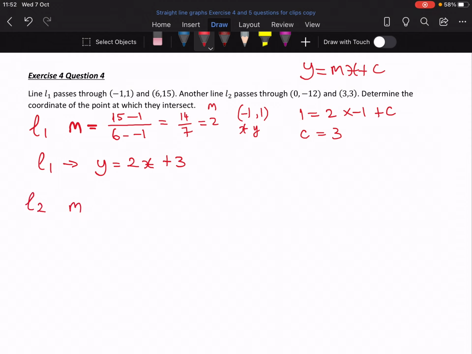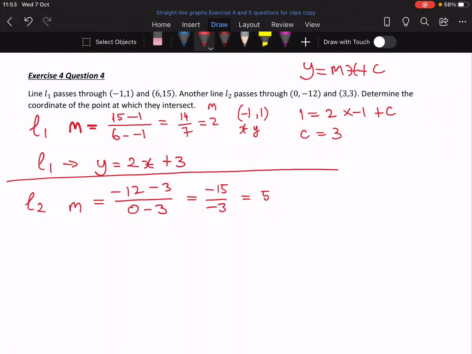Let's do the same for L2, same process. So if you want to pause me and try it yourselves, you can do. I'm going to carry on. So I'm going to do change in y: -12 minus 3 over 0 minus 3. And that's -15 over -3, which is positive 5. And I'm going to choose the point (3, 3), because that's on line 2. So I've got x, y, and m.